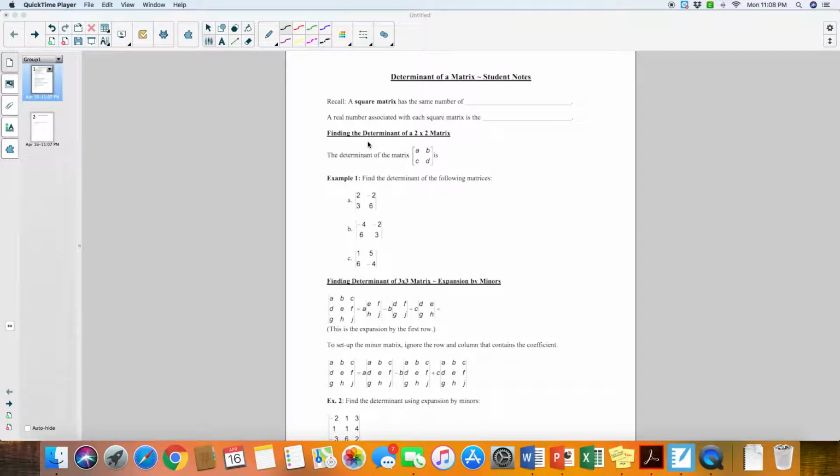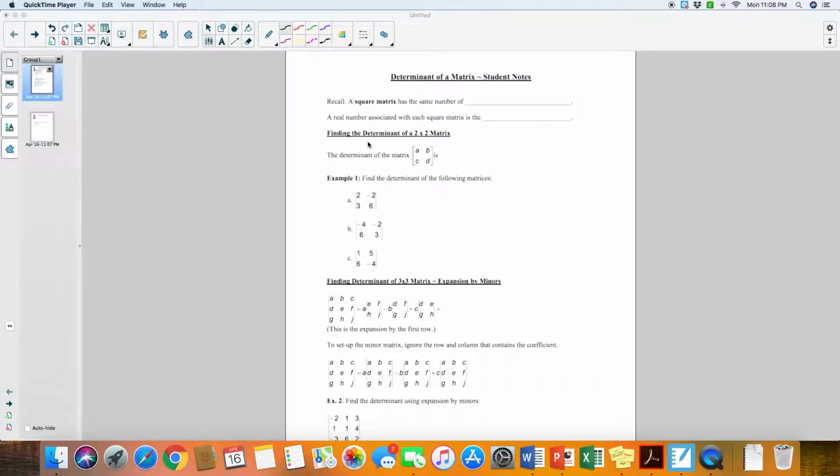All right, so today we're going to do determinants. We're going to be doing a determinant of a 2 by 2 matrix as well as finding determinants of a 3 by 3 matrix. We are going to find the determinant of a 3 by 3 matrix in two different ways. One way is expansion by minors, and the second way is using the diagonal method.